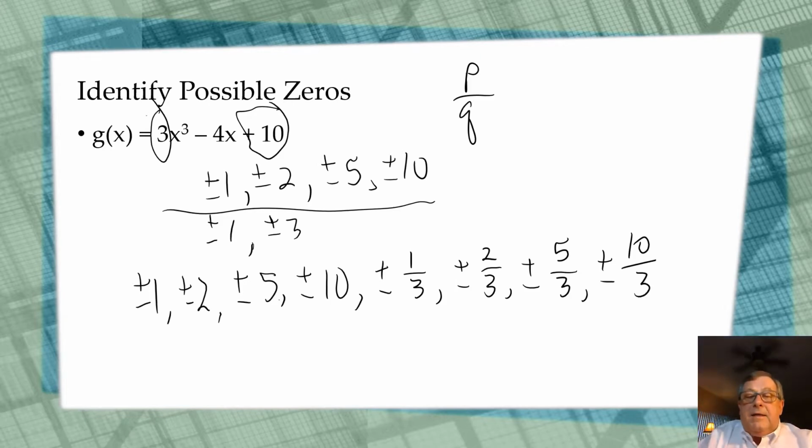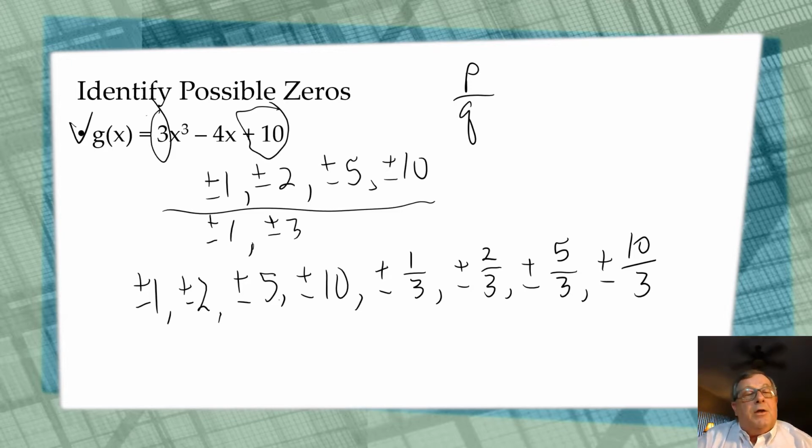And so that is our universe of what could possibly be real zeros of this function. And we could start testing those using synthetic substitution, to see if we get a zero remainder. Remember our zero remainder theorem, and determine the real zeros of that function.